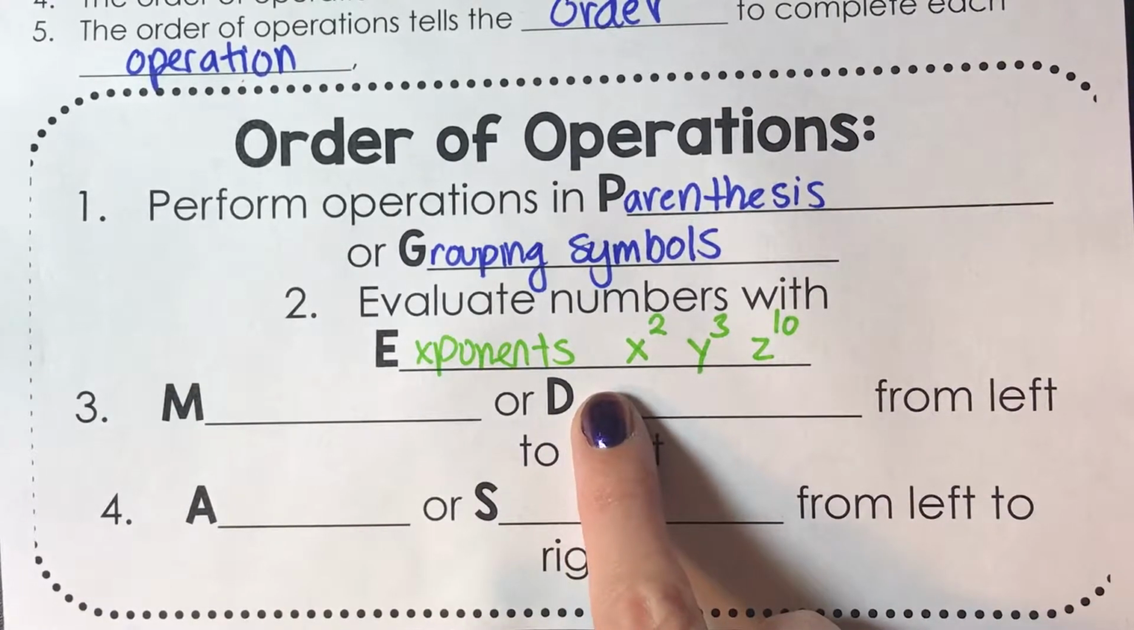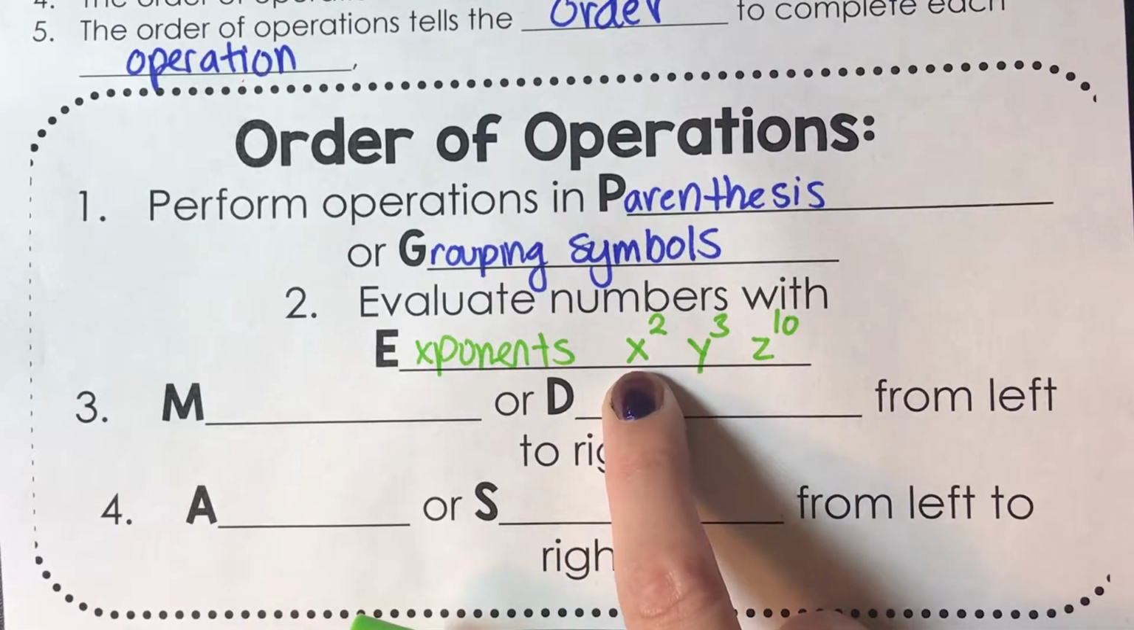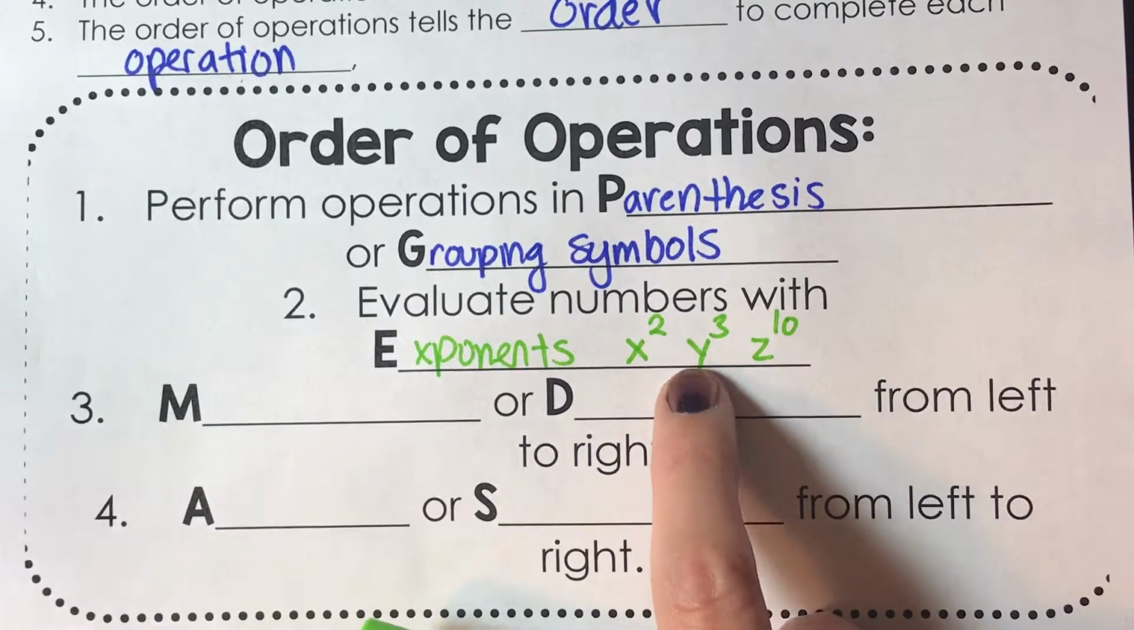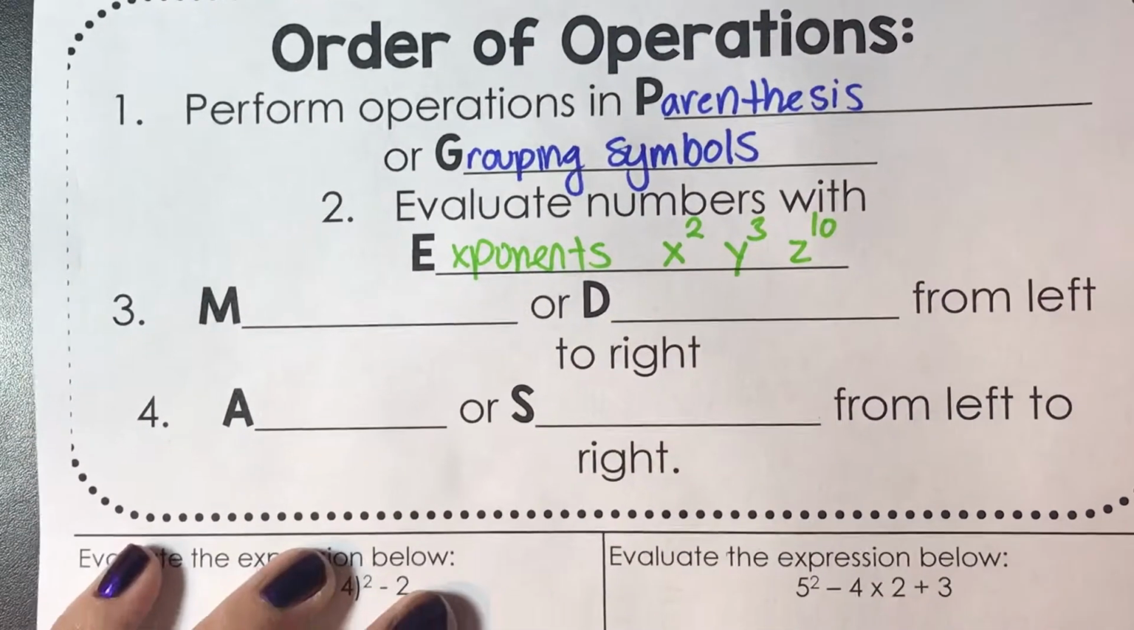And I use letters in place of numbers because I could have any number in the x's place. I could have any number in the y's place. This is an algebraic example.